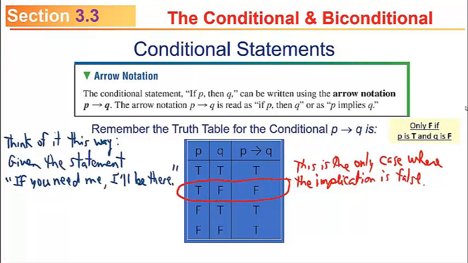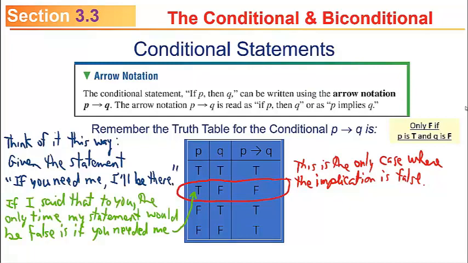Sometimes I want to make sure I'm thinking about it right, so I'll make up a simple sentence. For instance, if I said, if you need me, I'll be there, think of it this way. The only time my statement would be false is if you needed me. That would be like P being true, but I wasn't there. That's like the Q being false. If I said, if you need me, I'll be there, but you needed me and I wasn't there, that would be a false statement. And it's the only time an implication is actually false.